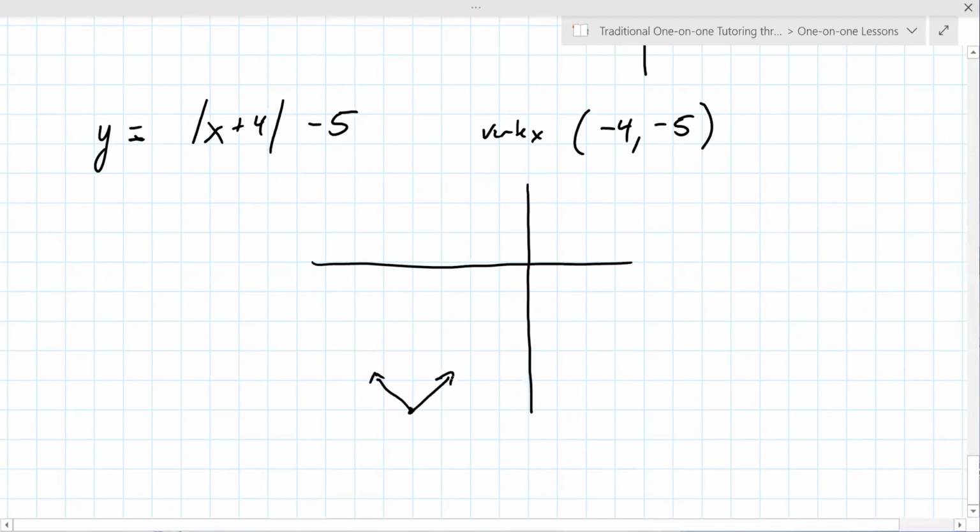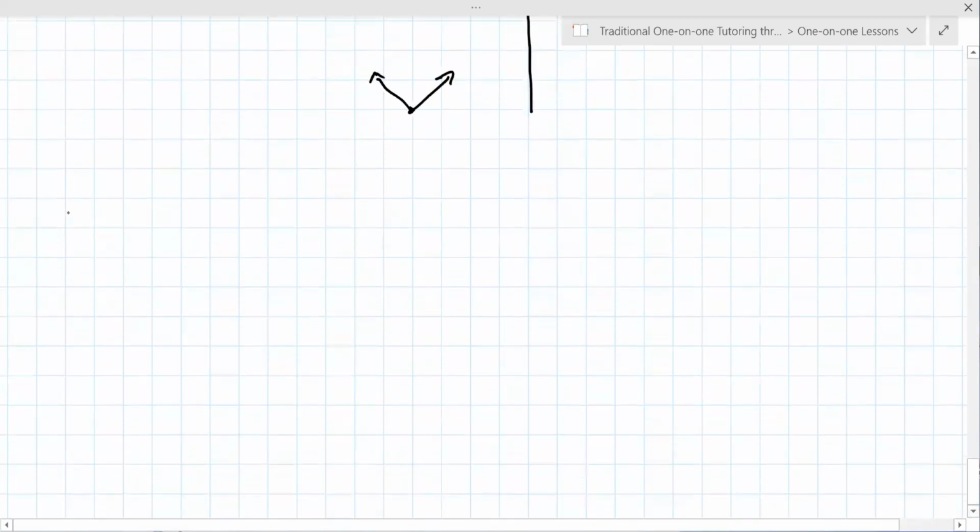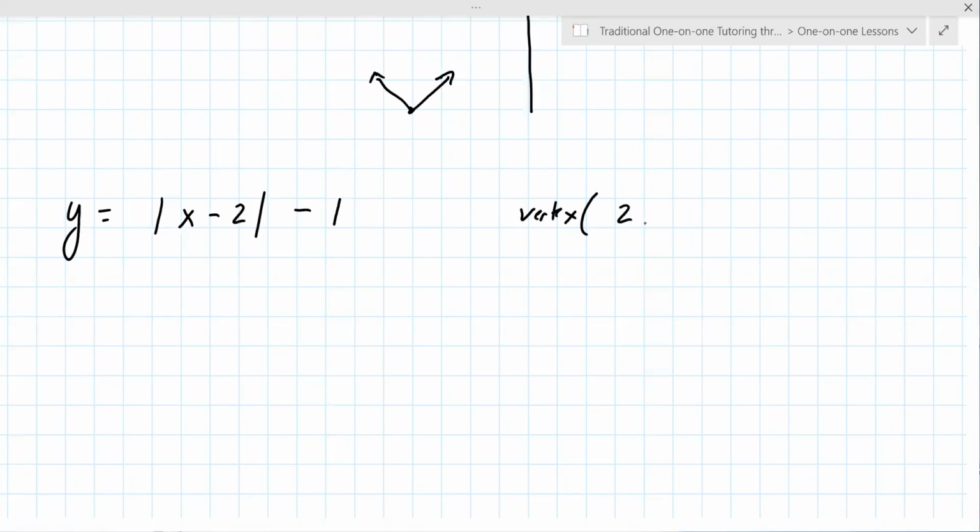All right, we'll graph a little bit more in a moment. Let's try another one. Let's say y equals absolute value of x minus 2 minus 1. H would be positive 2, because it's negative in the expression, and then K would be -1. Good.